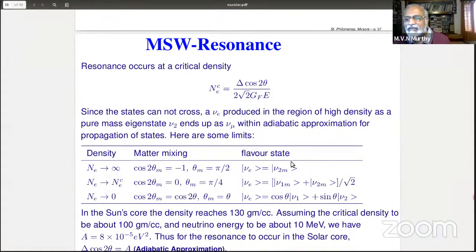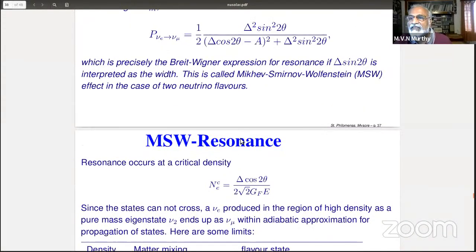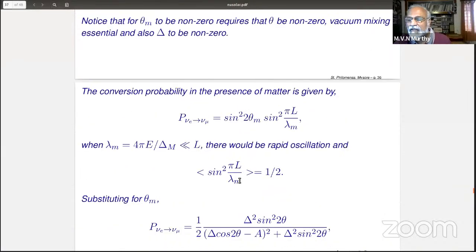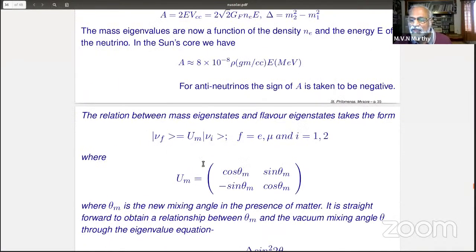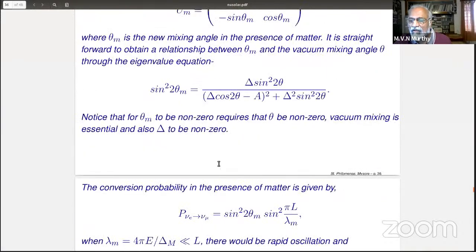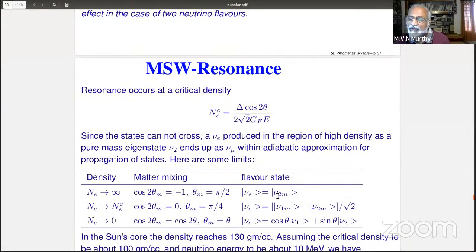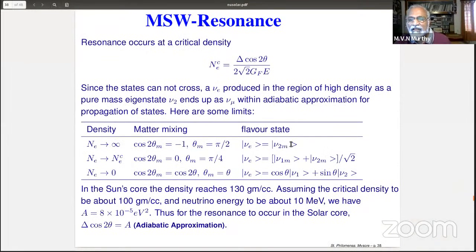And therefore, let us look at some ideal limits. If the density goes to infinity, then what happens? This A goes to infinity. And then we see that the cos 2 theta m, the cos of the mixing angle in matter, actually goes to minus 1, and this theta m is pi by 2. And when theta m is pi by 2, the electron neutrino will involve only nu 2m, and not nu 1m. So instead of being a mixture of nu 1 and nu 2, it becomes a pure state, nu 2m. And a pure state, when it evolves, nothing happens to it.